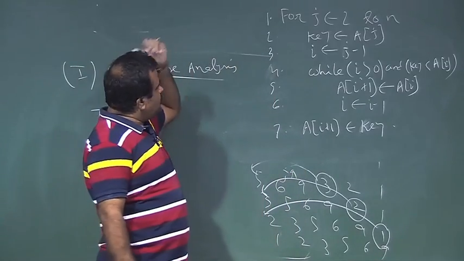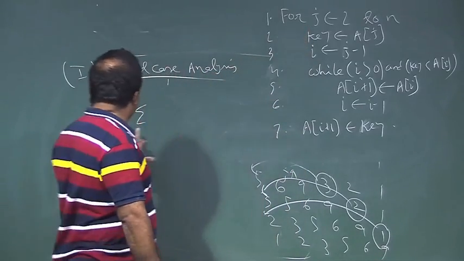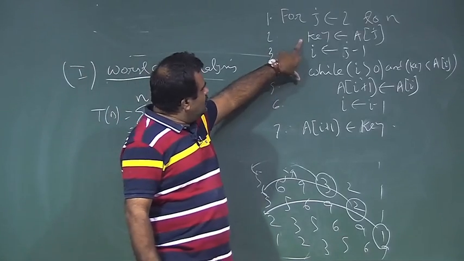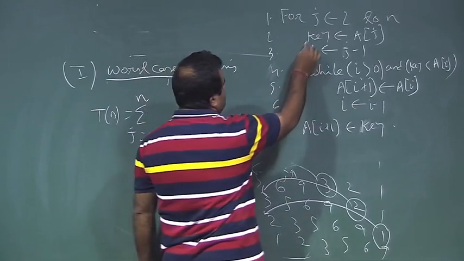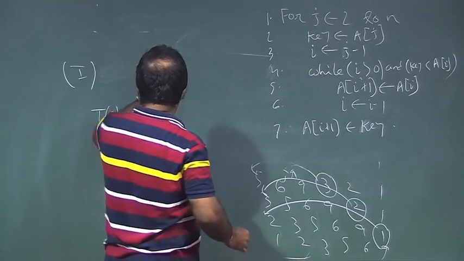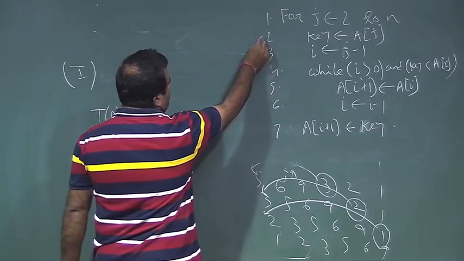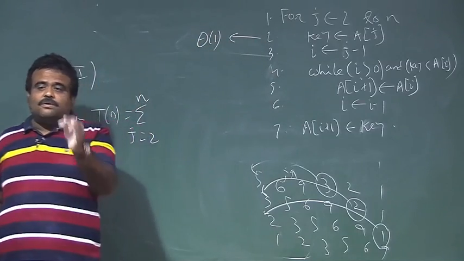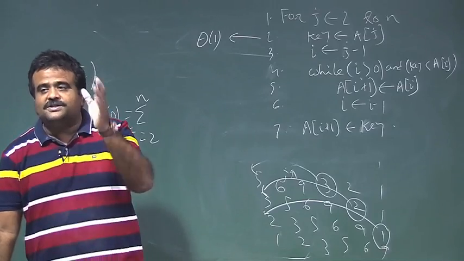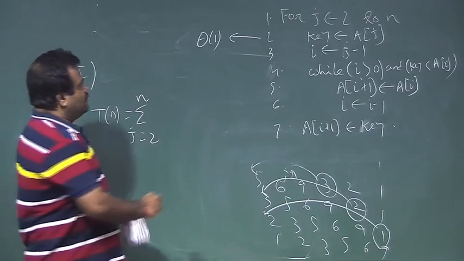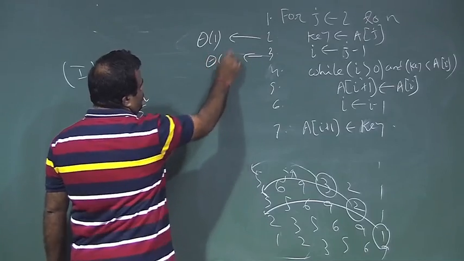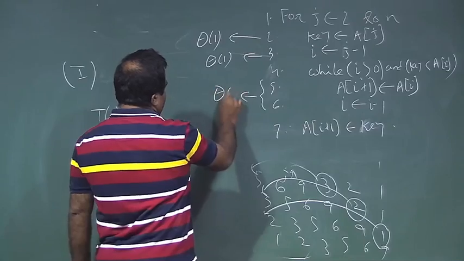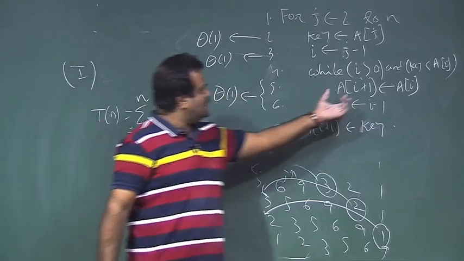Now, to find the time complexity, we have a for loop starting from j equals 2 to n. Here we are doing an assignment, in the worst case. This is taking theta 1 time. Again, we do not care about how much time our hardware is taking. So, this is also theta 1, and this is also taking theta 1 time, because here we are just assigning something.